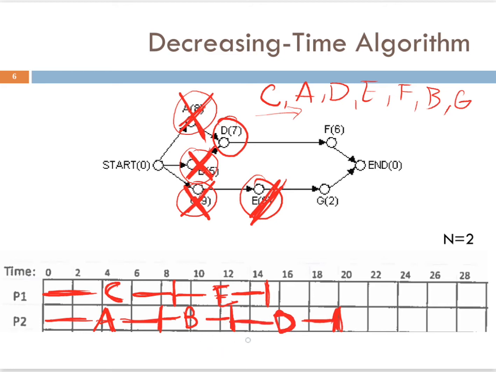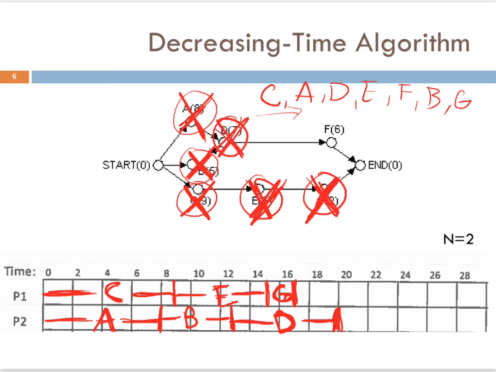All right, we keep moving along and we finish E. We can circle G, start working on G. G is 2 units. And we actually finished G before we even finished D. So we keep moving. We can't do anything here. So it's just going to be idle.